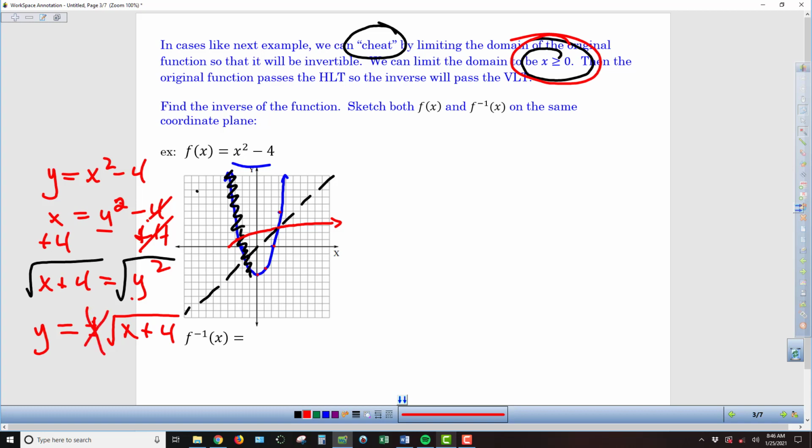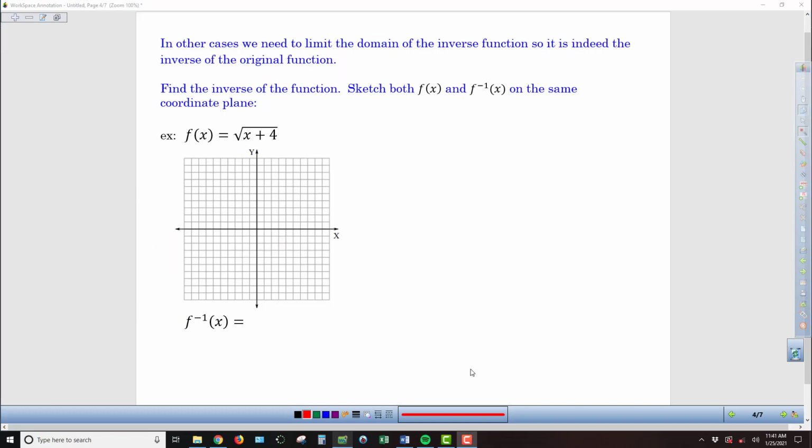So we're only going to take the positive outputs, just like we only considered the positive x coordinates on our original graph. That means we're only considering the positive y coordinates on our inverse graph. And so our inverse function is just the positive square root of x plus 4.